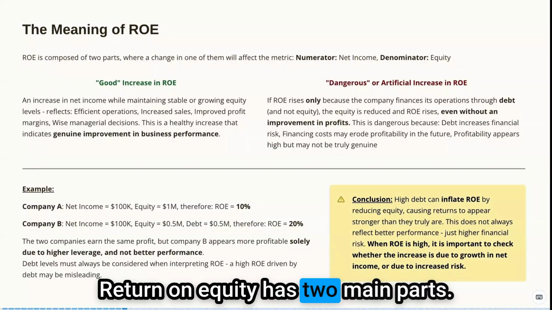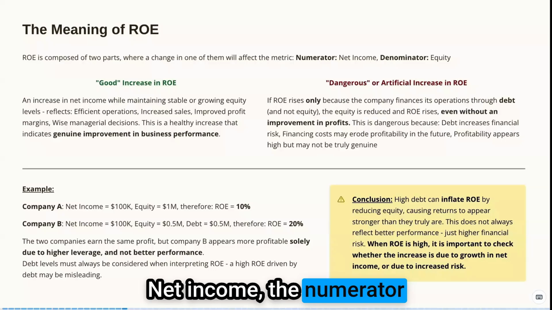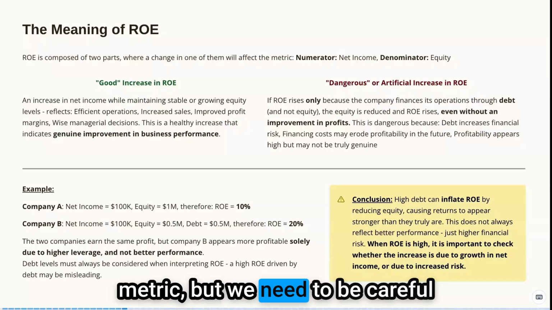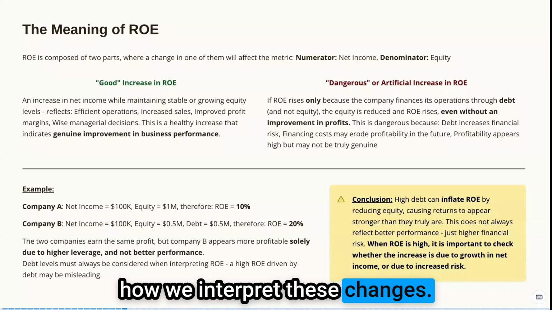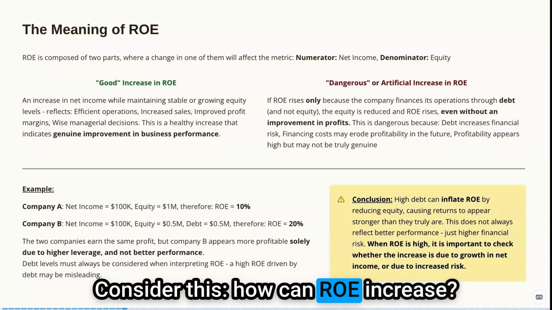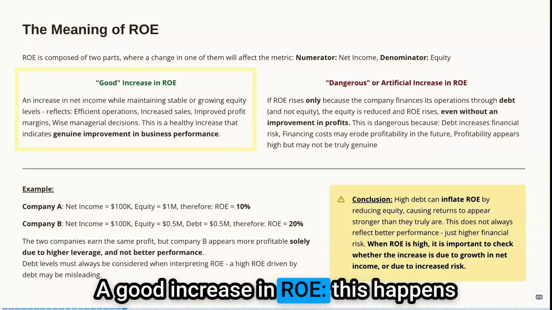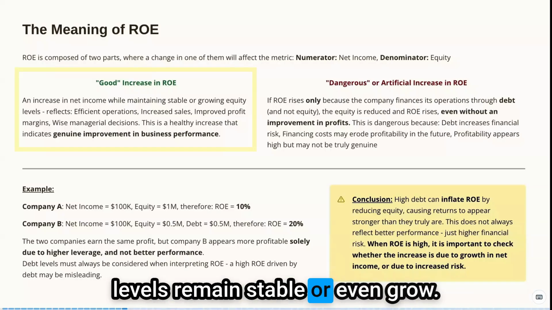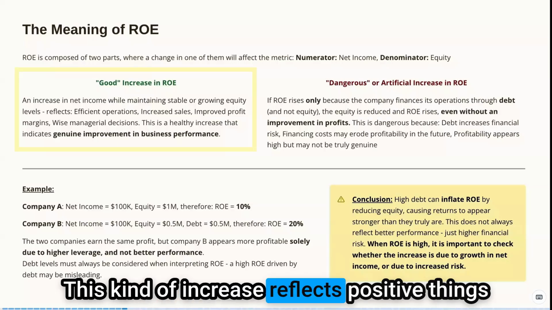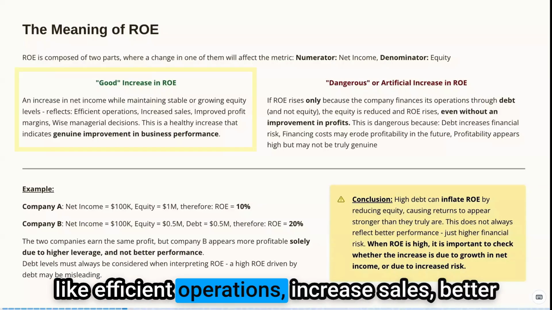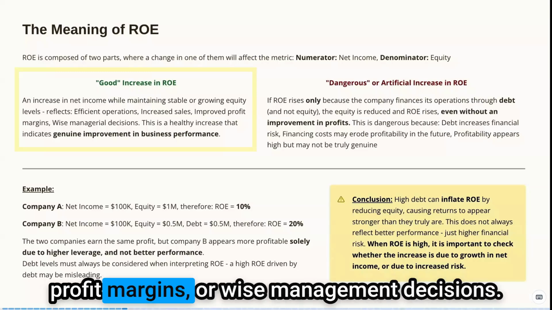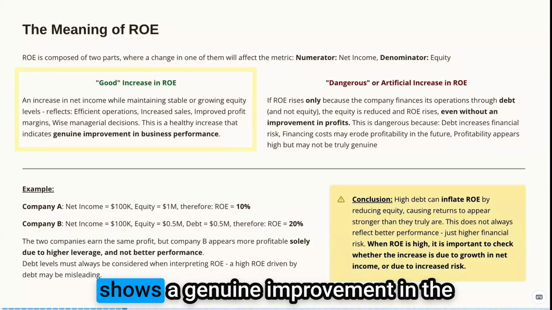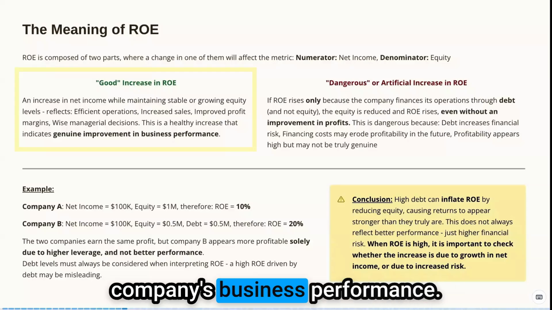Return on equity has two main parts: net income, the numerator, and equity, the denominator. A change in either will affect the metric, but we need to be careful how we interpret these changes. Consider this. How can ROE increase? A good increase in ROE happens when net income goes up while equity levels remain stable or even grow. This kind of increase reflects positive things like efficient operations, increased sales, better profit margins, or wise management decisions. This is a healthy increase because it shows a genuine improvement in the company's business performance.